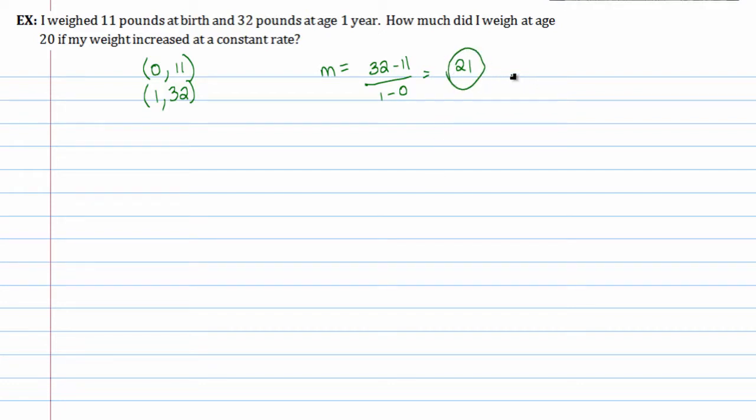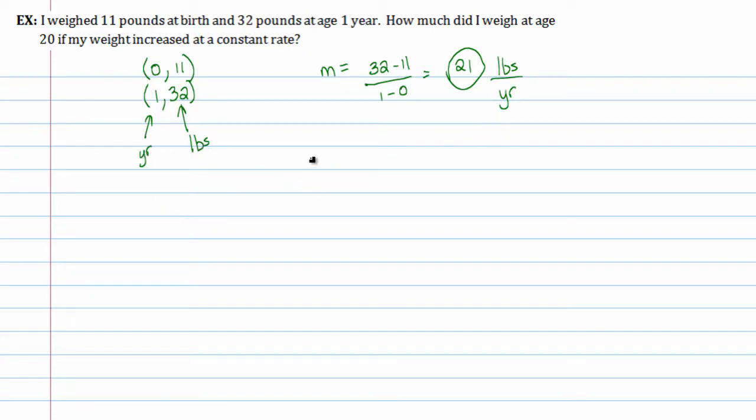By the way, interpreting the slope of this is important. This is pounds per year, right? Because the outputs, the y values, if you will, are pounds. And this is year. So, rise over run would be pounds per year. All right. It's 21 pounds per year.